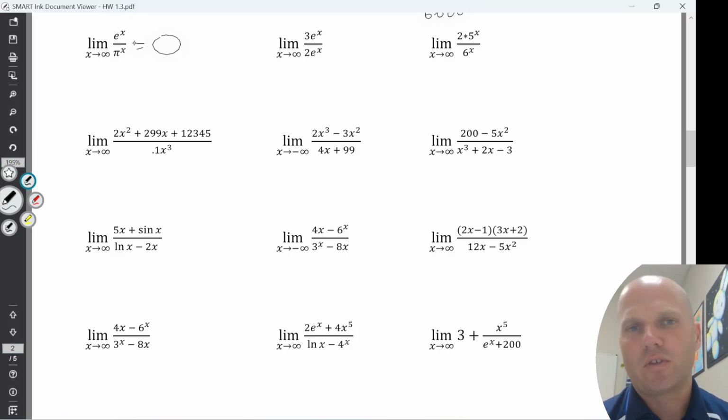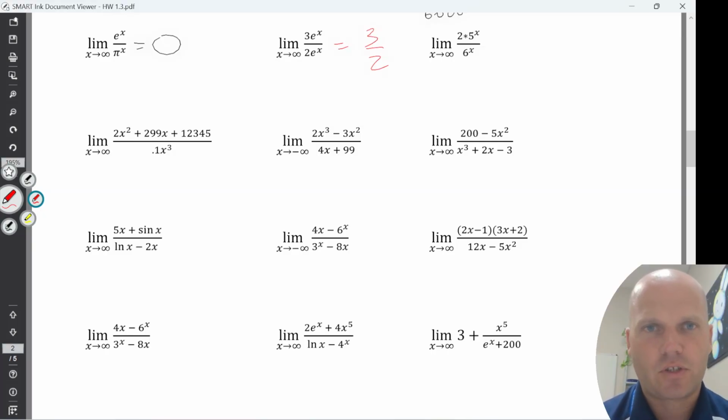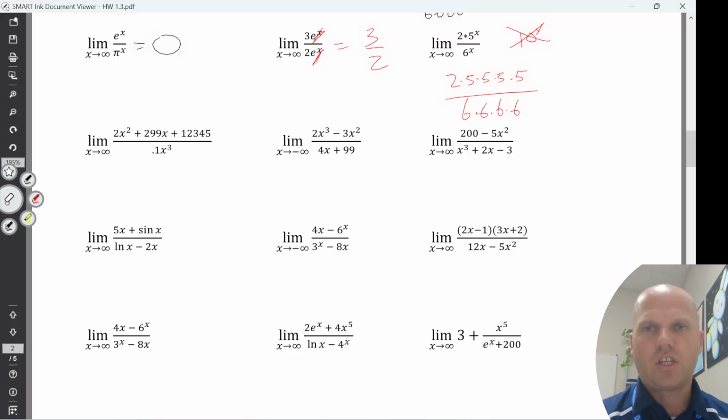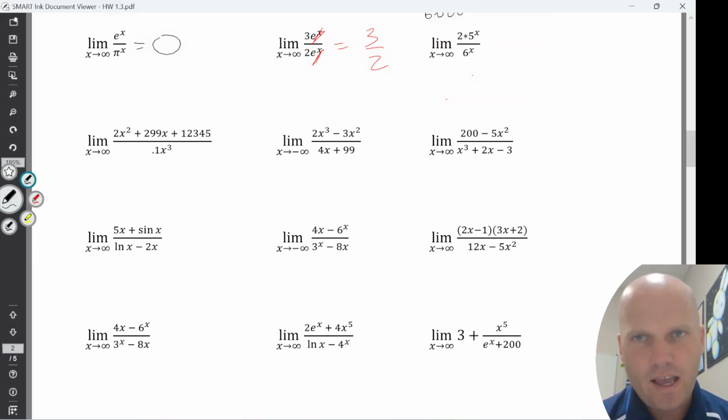Now we have a same over a same. So the e to the x growth will cancel with the e to the x growth, and that leaves us with the 3 halves. It's almost like we can cancel these and just get 3 halves. What about 2 times 5? Is that 10 to the x? It is not. This is not faster over slower. This is 2 times 5 times 5 times 5 times 5, which is not going to be nearly as big as 6 times 6 times 6 times 6. So we're just going to continue to multiply by 5, 6, and that will be a slower over faster.